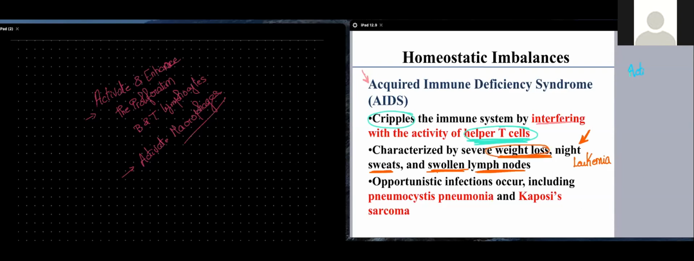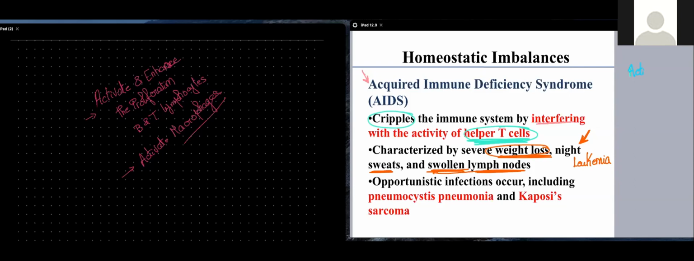I have severe weight loss, night sweats, and swollen lymph nodes. And we're going to discuss later today and next class a respiratory homeostatic imbalance that also can be manifested by those three alarming signs.